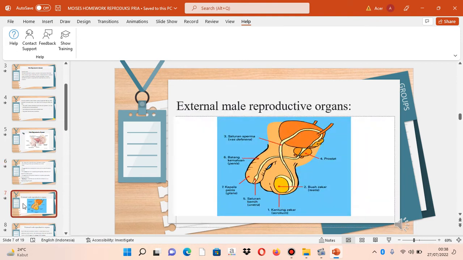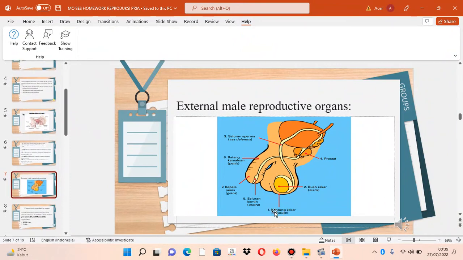Okay, right now we enter the external reproductive organs. Here we look at the image and the names of the reproductive system in the external and internal organs. We look at them in Bahasa Indonesia and also in English.